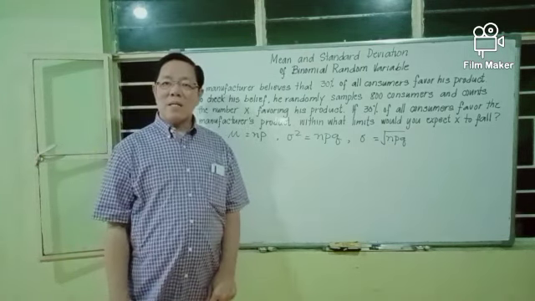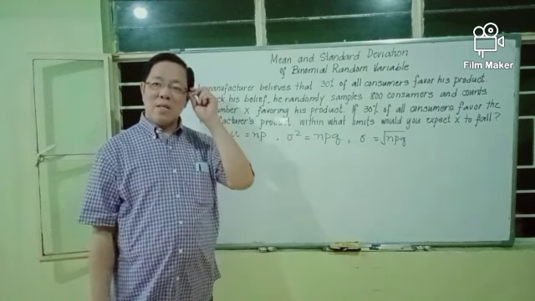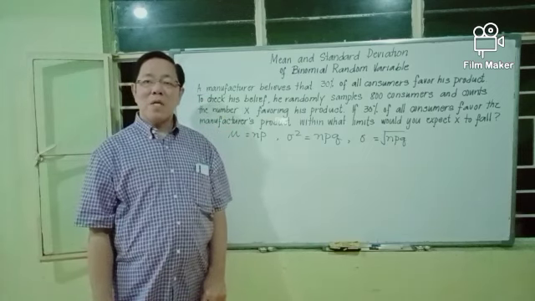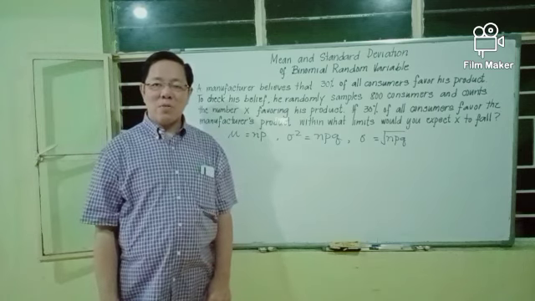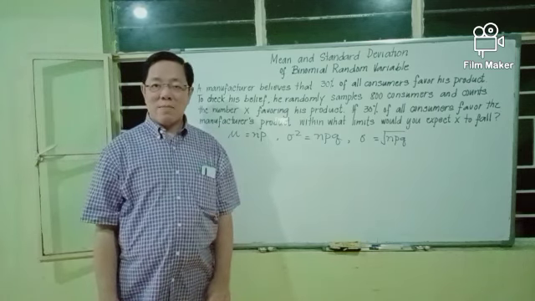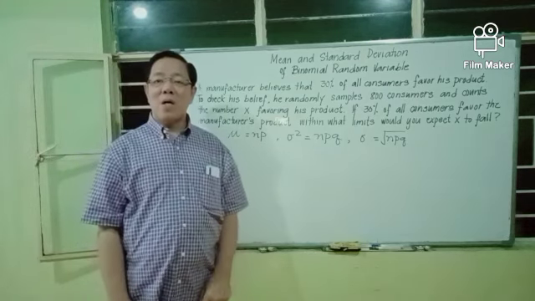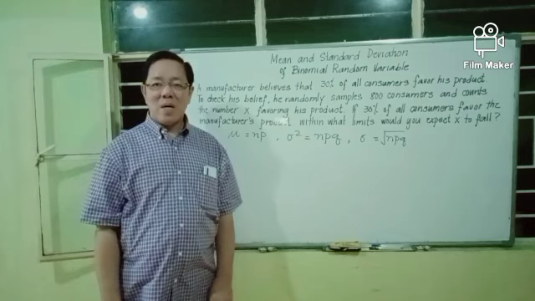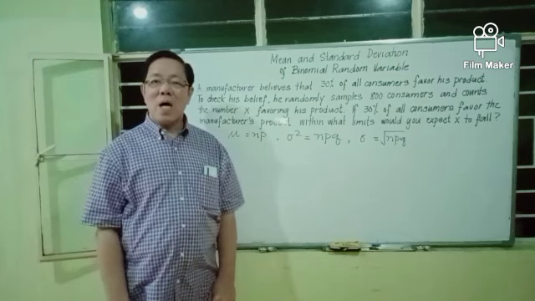And it is given that 30% of all consumers favor the manufacturer's product. And from this population of all consumers, a sample of 800 consumers were taken, and X would be the number of consumers from 800 who favored the manufacturer's product. And 30% of 800 is 240.